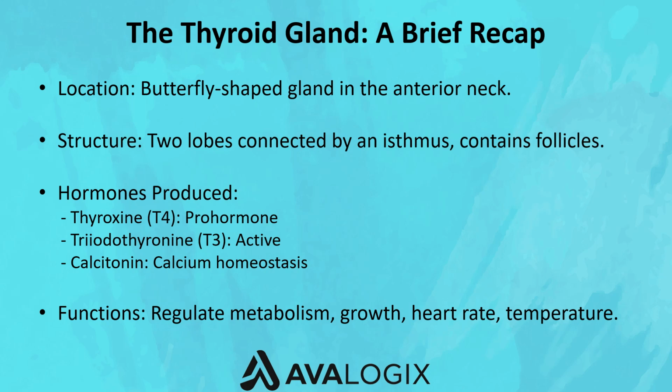T4, or thyroxine, is the prohormone. It's not very active on its own, but gets converted into T3, the active form, in various tissues like the liver and kidney. There's also another hormone, calcitonin, secreted by parafollicular or C cells. It regulates calcium levels but isn't directly involved in hyperthyroidism.